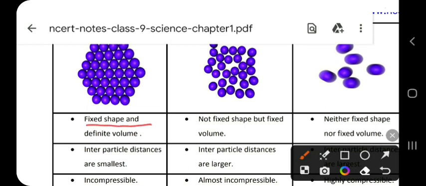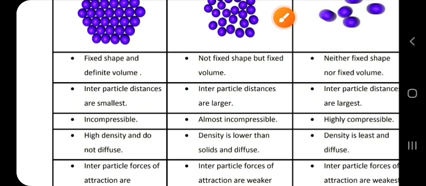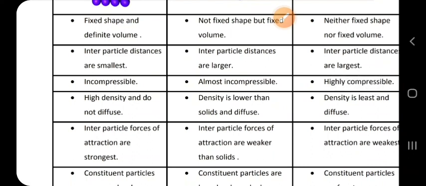Solids have a fixed shape and definite volume. For example, your pen. If you compress your pen, it doesn't change its shape; it breaks down. Next, interparticular distances are smallest. You can see their particles are very dense. They are incompressible. We cannot compress them. High density and they do not diffuse. Diffusion means the movement of particles on their own.